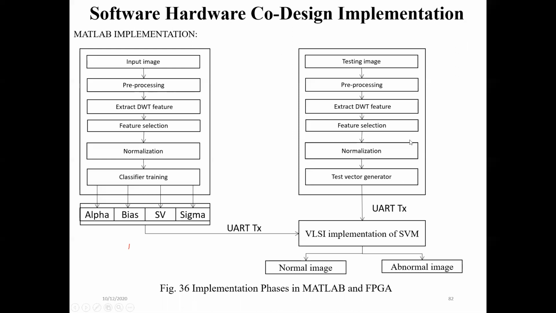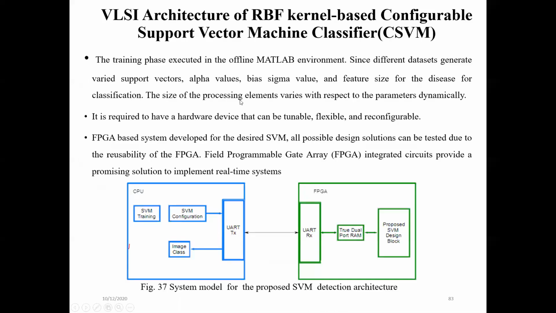And why these two are parallel: we have a training phase and a testing phase. That's the reason why these two are parallel, and the VLSI implementation of SVM is able to give you classification of normal and abnormal images. And the VLSI architecture of the RBF kernel based configurable support vector machine classifier is shown here.